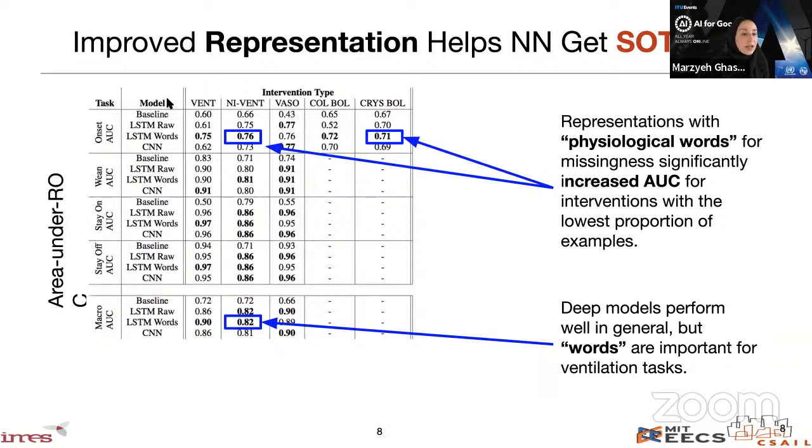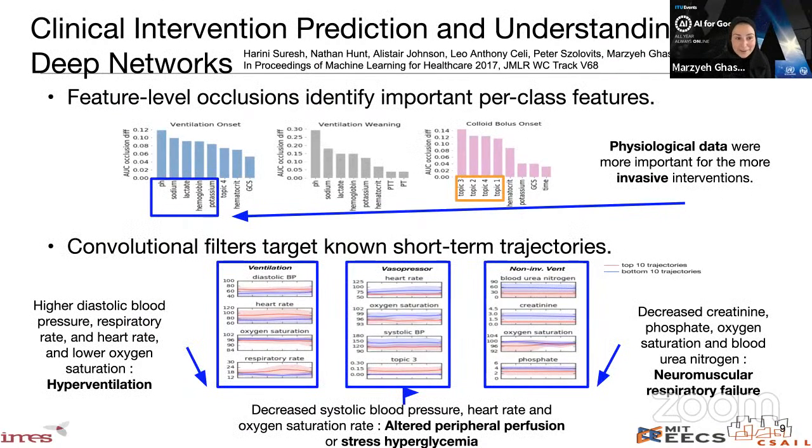And we find that for things like invasive ventilation, non-invasive ventilation, and then vasopressor administration, that's a drug that keeps your blood pressure up, and then whether we give you a fluid bolus or not, you really see better performance in deep models if you represent data intelligently. And there are some interesting things that we notice, such as you can't just use one kind of data if you want good performance across the range of interventions.